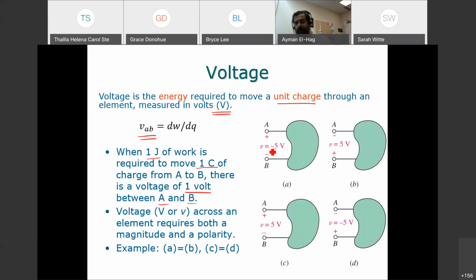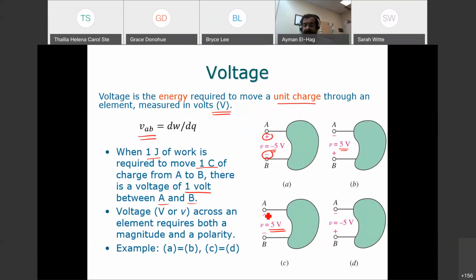So what we did here, we changed the sign to 5 volt, but at the same time we flipped the polarity. So basically B is actually higher than A. When you look at that, A and B are the same thing. This and this are exactly the same potential or the same voltage. When you look at C and D, plus and minus, this is 5 volt. So if I reverse the polarity, it becomes equal to minus 5 volt.